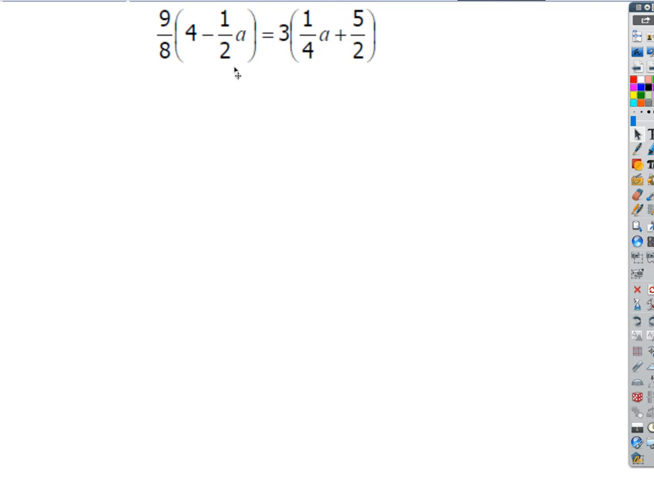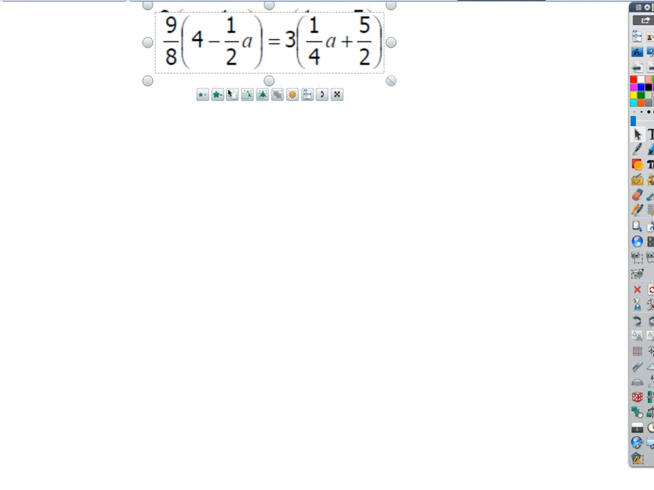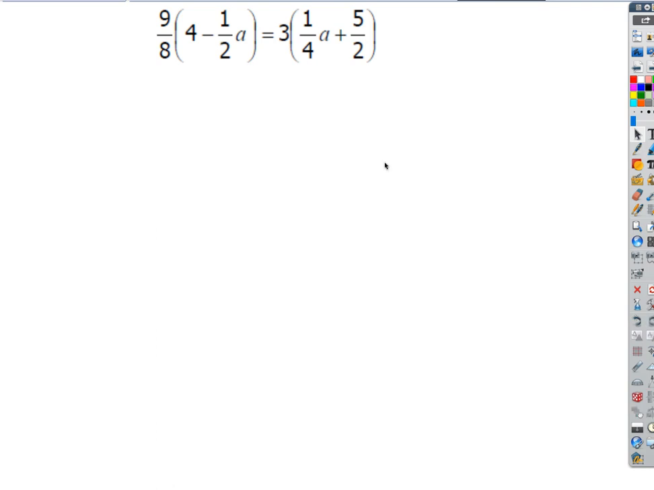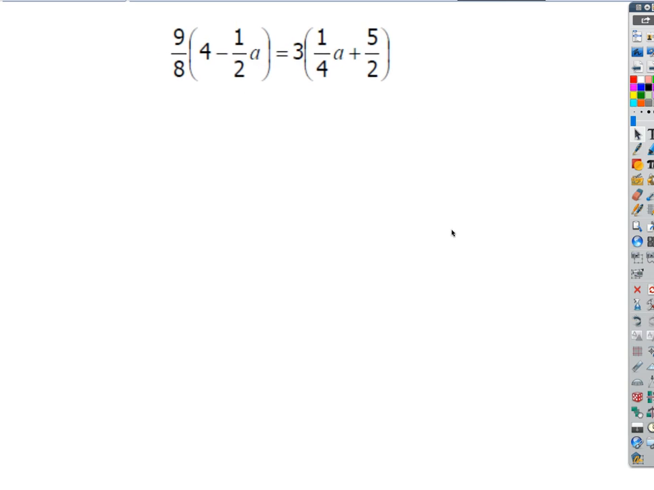So if I were to distribute this, and let's just do that once, we'll come back and maybe look at this both ways. If I were going to distribute the 9/8, what would I get on the left side? The 4 is really just the same as 4 over 1, right? So if I distribute the 9/8 to the 4 over 1, what am I going to get? I'm going to get 36 over 8. Okay, that's good. We can do that.